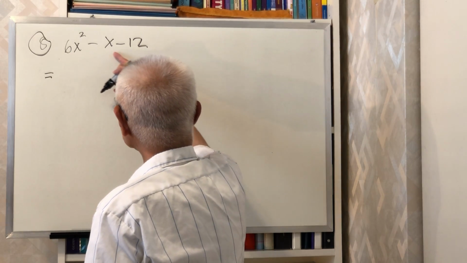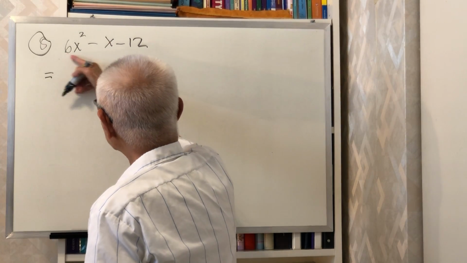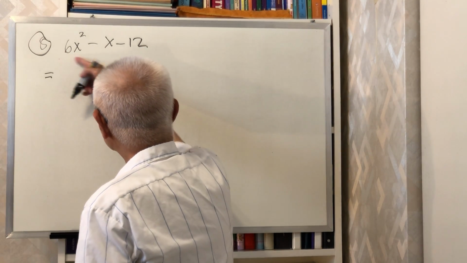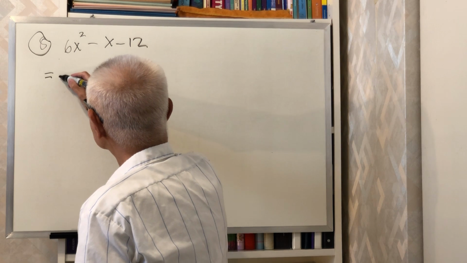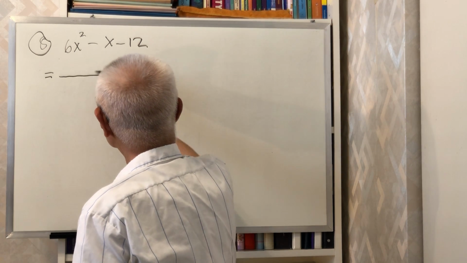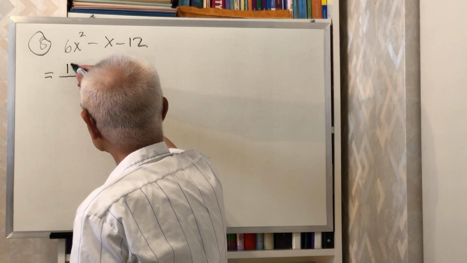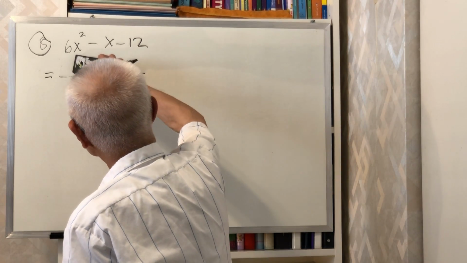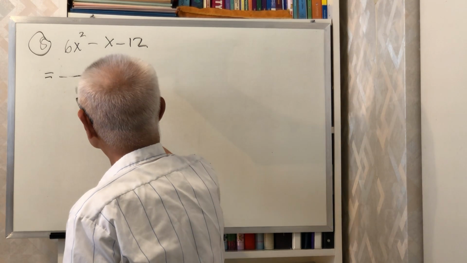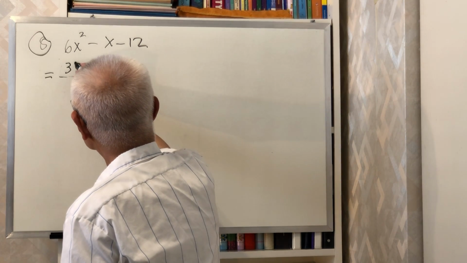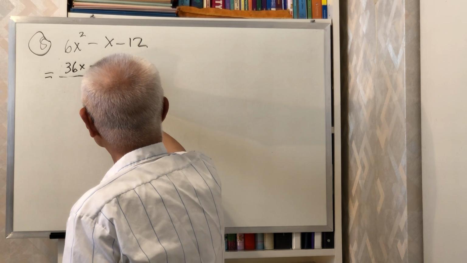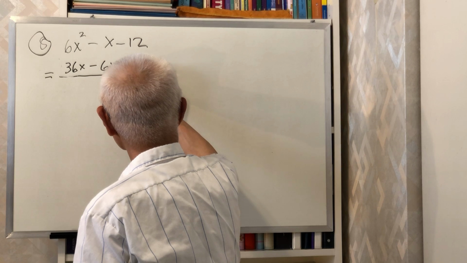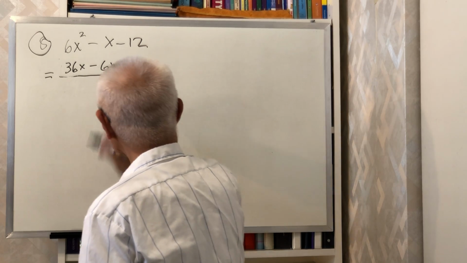I multiply this by 2. I multiply this by 6. 6 is here. And I divide this by 6. 6 times 6 is 36. And I have 6x. And I have 72. And divide by 6. Look.